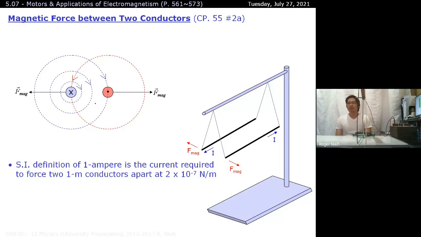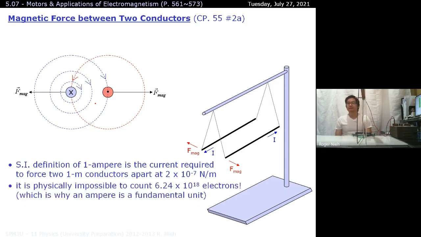You don't need to copy it down, but there it is. The SI definition of 1 ampere is the current required to force these two conductors, if they're 1 meter long, to separate with a force of 2 times 10 to the negative 7 newtons for every meter of wire. And as I said, the reason an ampere is a fundamental unit is because a coulomb can't be counted. We can't count in coulombs, but we can measure in amperes because we can create a standard.